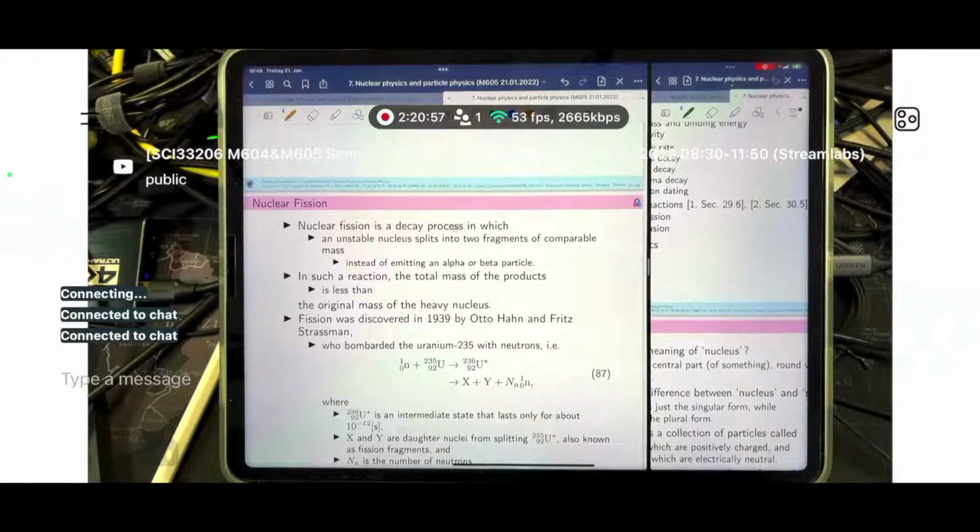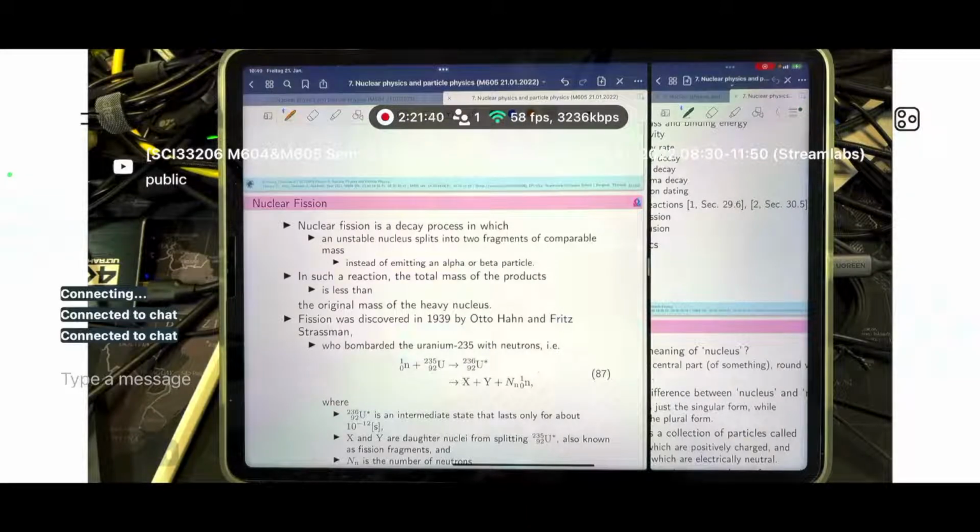Nuclear fission is the decay process in which an unstable nucleus splits into two fragments of comparable mass. You're going to see that one big nucleus is separated into two big nuclei, and those two big nuclei will be further converted to another generation of nuclei. In some cases it splits into two big nuclei, which are called daughter nuclei.